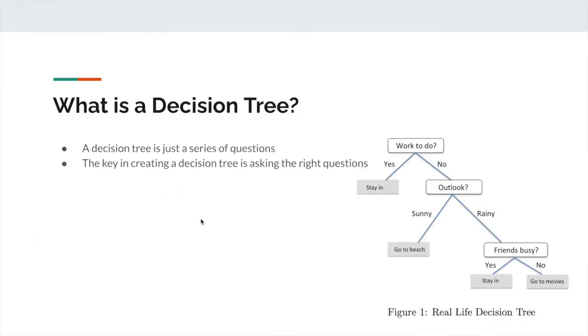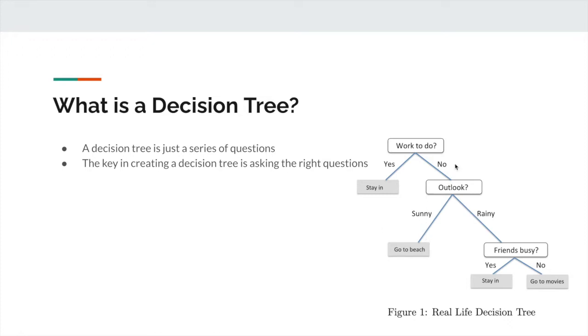So now, getting into the specifics about decision trees. What is a decision tree? A decision tree is just a collection of different questions that we can ask, and when we ask them about a certain entity, it produces some useful information.